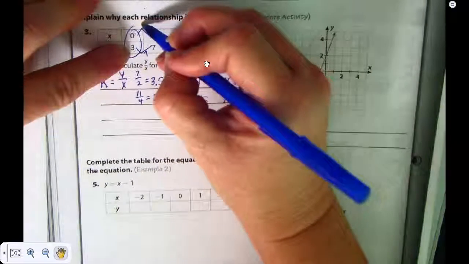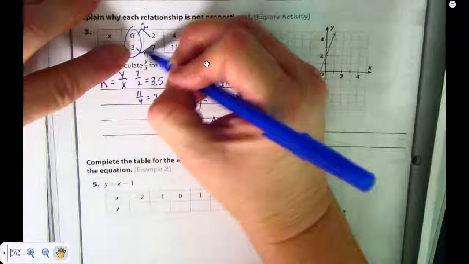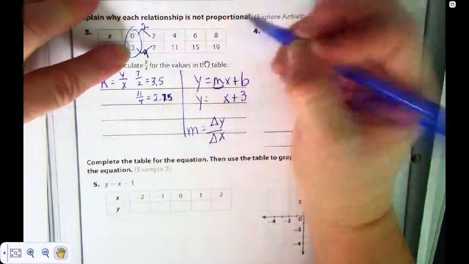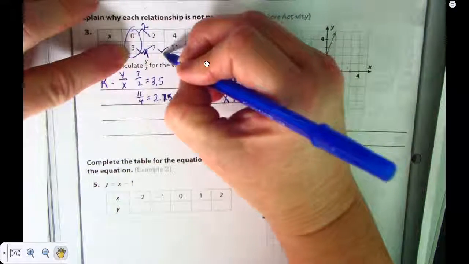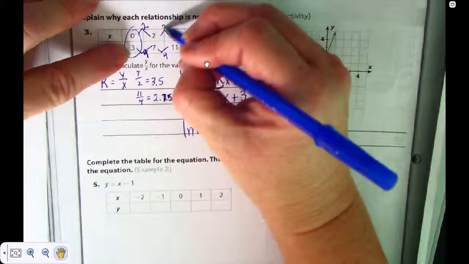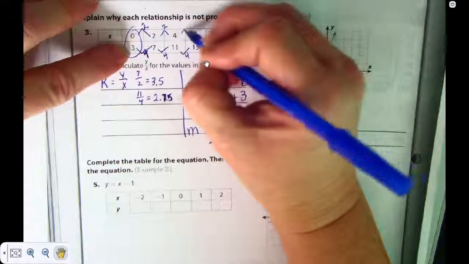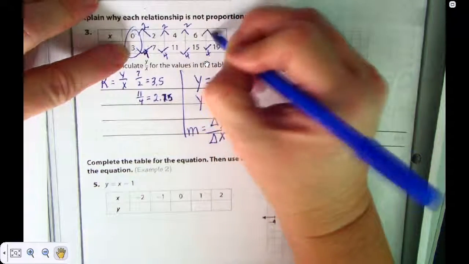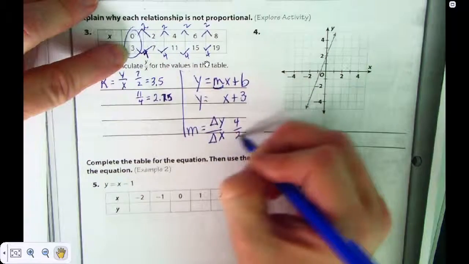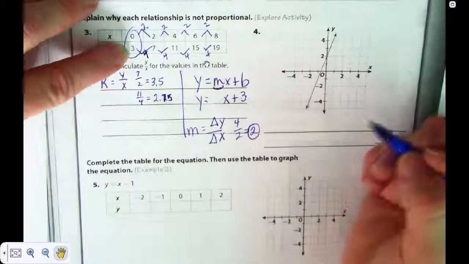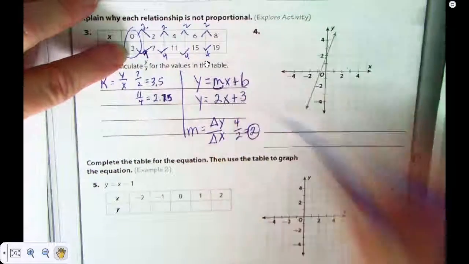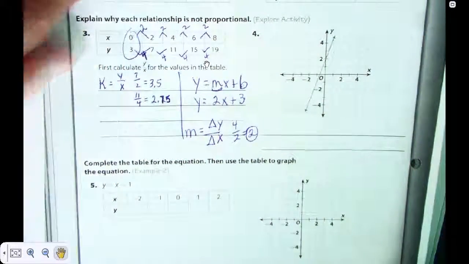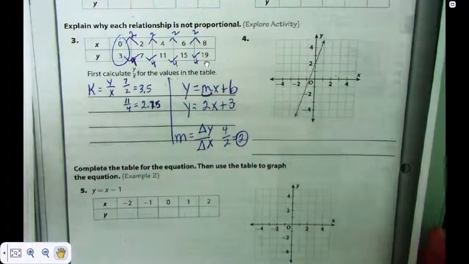0 to 2, 2. Now, we're trying to prove it's linear, so we need to keep going down the table. That goes up 4, that goes up 2, 4, 2, 4, 2. So, yes, 4 divided by 2 is 2. So, what's my slope? 2. What goes in front of x? 2. I hope you know what you're doing.